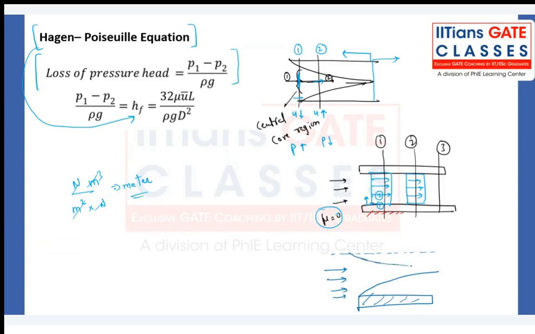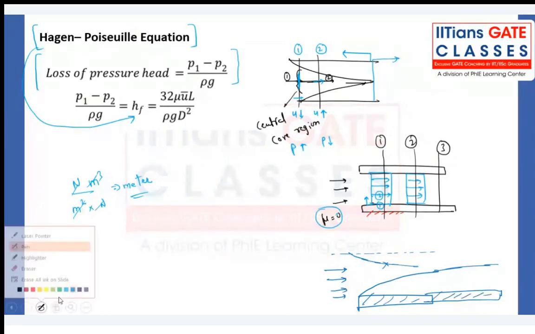Nothing called such a facility. So boundary layers keep on growing here. So definitely there will be only developing region rather than developed region there. So we don't have any fully developed region for the flow over the flat plate.